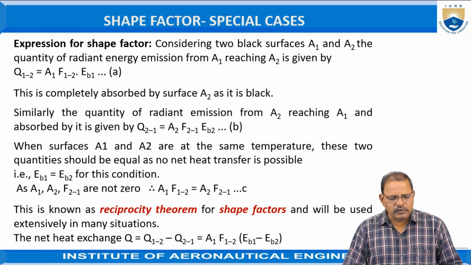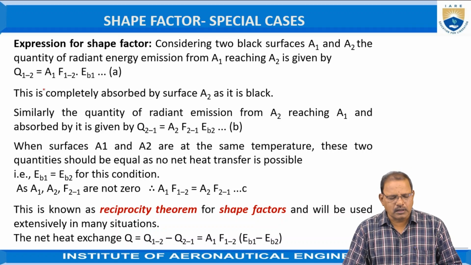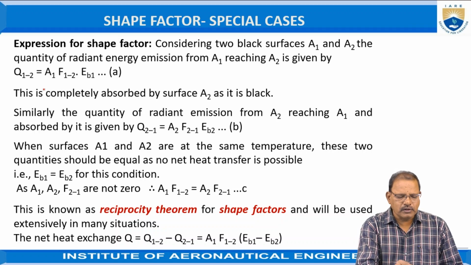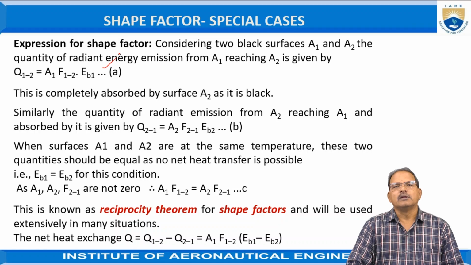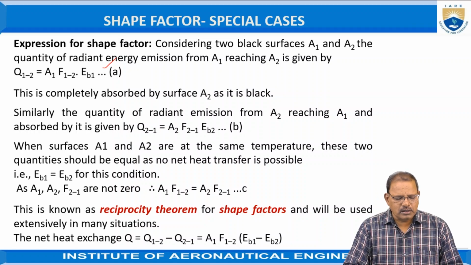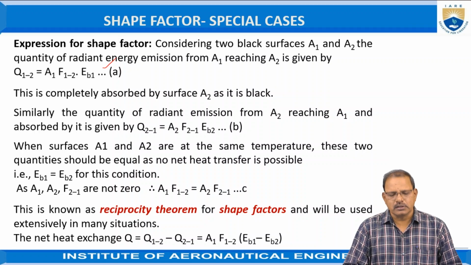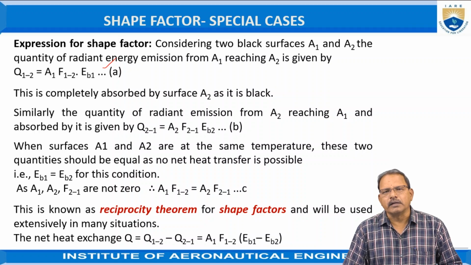For the expression of the shape factor, the total energy radiated by the body from A1 to A2 is given by the equation Q1 is equal to A1 F12 into EB1, where EB1 represents the energy emitted per unit surface area of the body. This is completely absorbed by A2, as we are considering A2 as a black body.